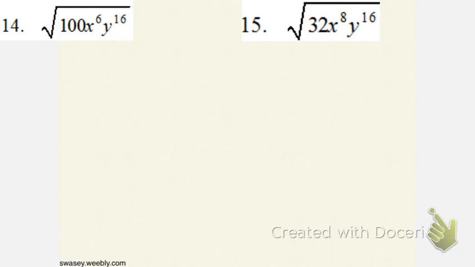14, we're simplifying the square root of 100 times x to the 6th, y to the 16th. Square root of 100 is 10. Now think about what your index is. Our index on this one is a 2. So the square root of x to the 6th, you can think of it as 2 going into 6 3 times, no remainder. Now remember, when you start with an even exponent, but then your answer has an odd exponent, you need absolute value. We need to show that this final answer is going to be a positive number. Even if x were a negative, we'd still have to make it positive for our final answer.